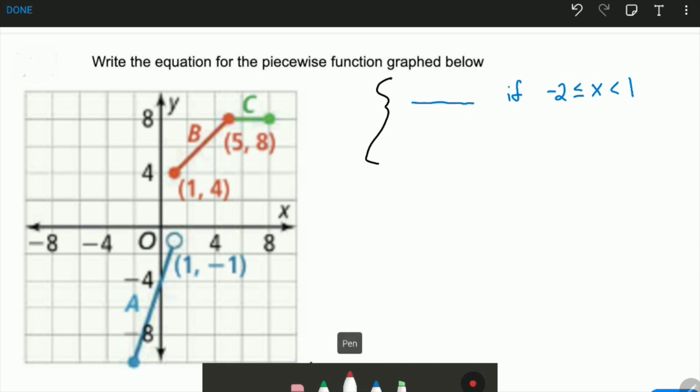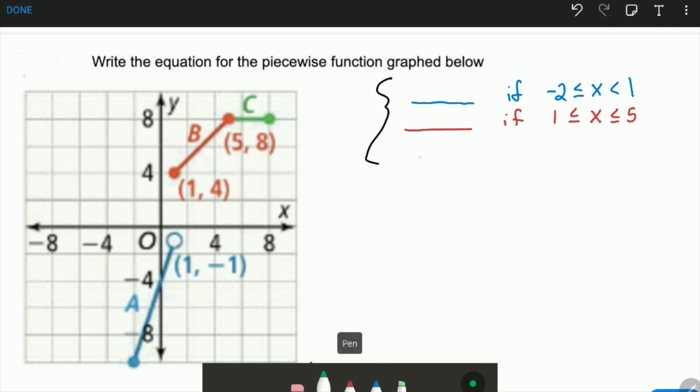Second domain for the red piece, so we're going to have an equation. If my red piece starts at the x value of 1, it's a solid dot, so less than or equal to x. And then at the other end we have a solid dot as well, so less than or equal to, and the other x value there is 5. You can see they labeled the ordered pair there.